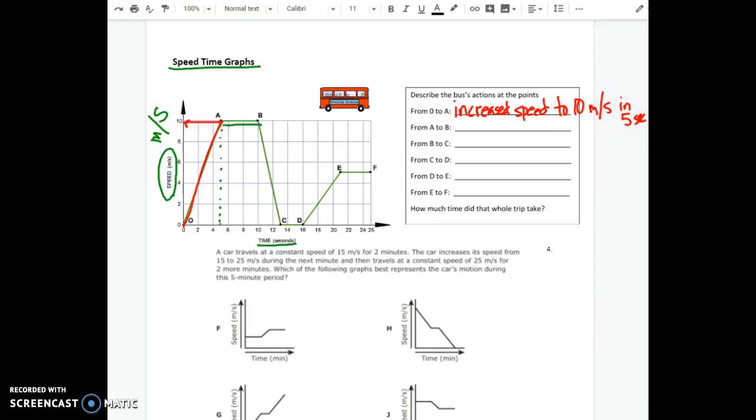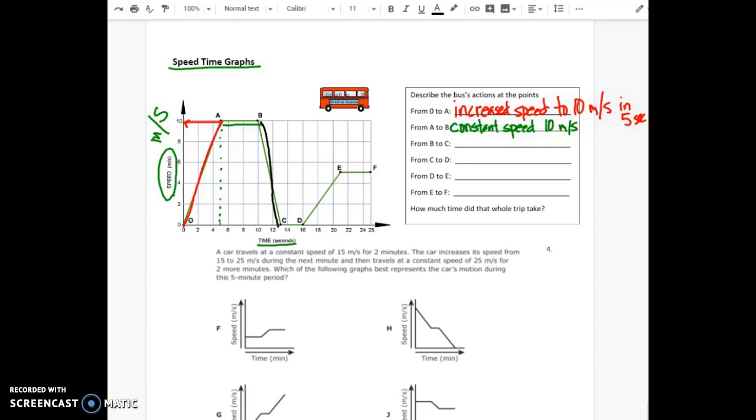And then from A to B, look, we stayed at 10 meters per second the whole time. So we didn't stop. What we did was we just went a constant speed of 10 meters per second until we hit the 10-second mark. So for about 5 seconds, we were just traveling and cruising at a constant speed.